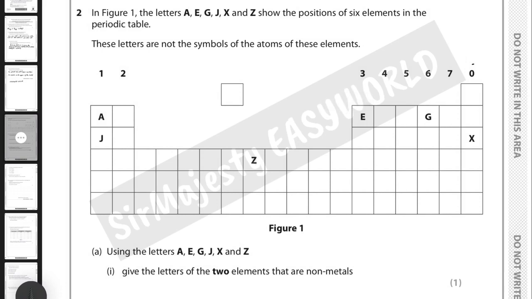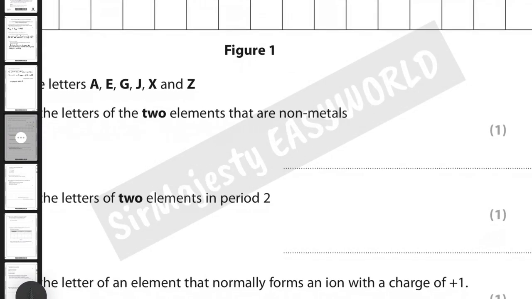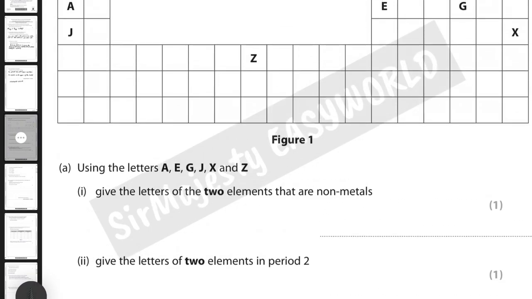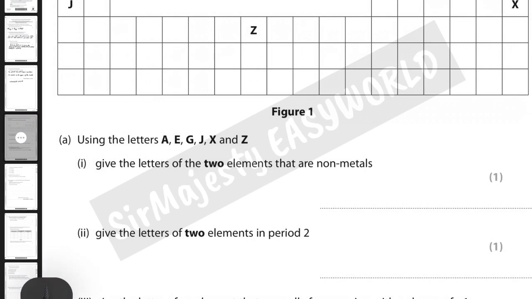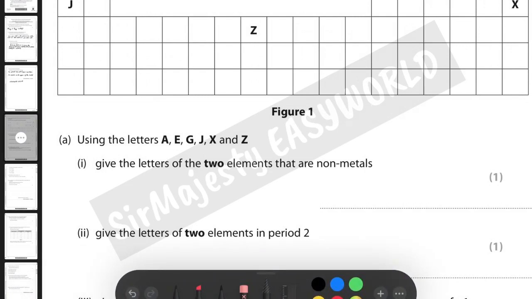So in that case, we have that E, G, X are correct. If you say E, X, or G, sorry, G or X is correct. You can mention any of them. So we come here and fill. They just say give two letters that represent non-metallic elements. So we can say here E and G, since they say two. Or you can say G and X.